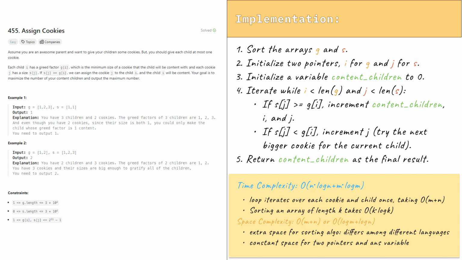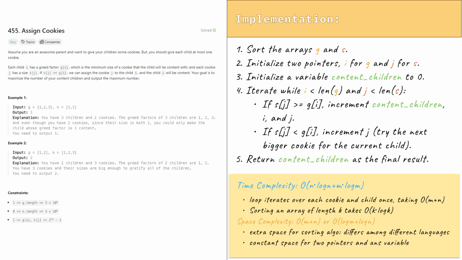We will increment the child index by 1 because one child is satisfied in this iteration and we should move on to assign a cookie to the next child. We also increment the cookie index by 1 since the current cookie has already been assigned. If not, then we know that the current cookie cannot satisfy any child in our list. We still increment the cookie index by 1 no matter whether this cookie is assigned or not because it's no longer in our consideration. Eventually, we return the content children as the final result.